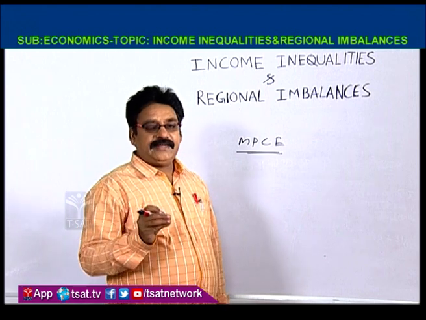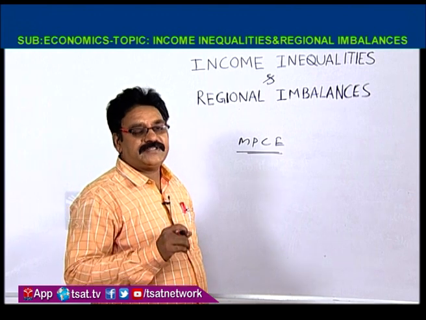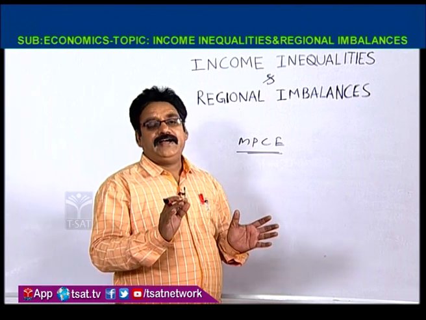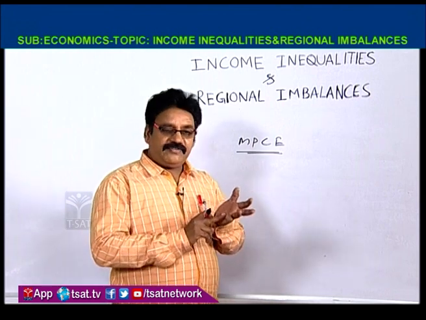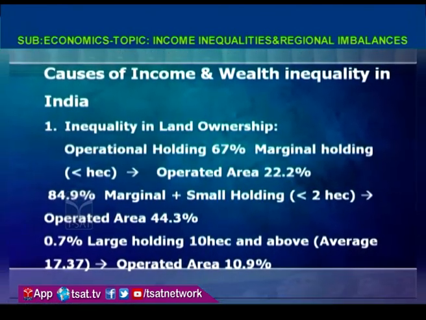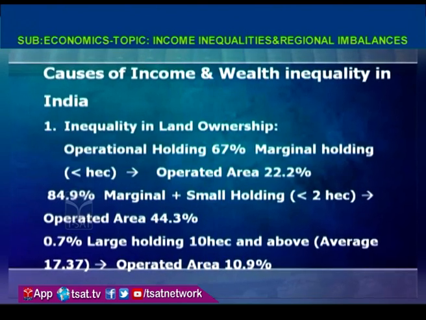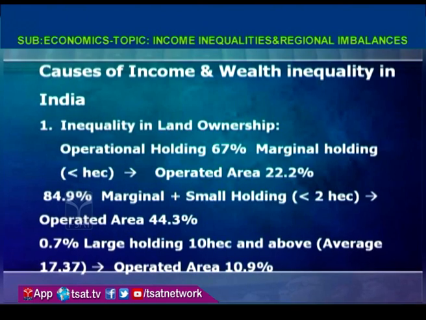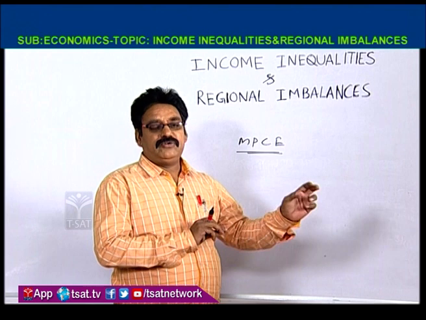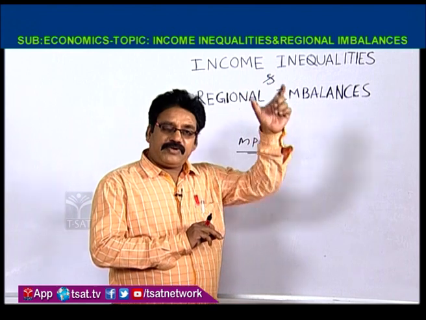Whereas if we add small holdings into that section, the total goes to 84.9%. 84.9% of the total operational holdings come under the category of marginal farmers and small holdings combined. Small holdings means less than 2 hectares. These two constitute 84.9%, almost 85%, of the holdings, but their operated area is only 44%.